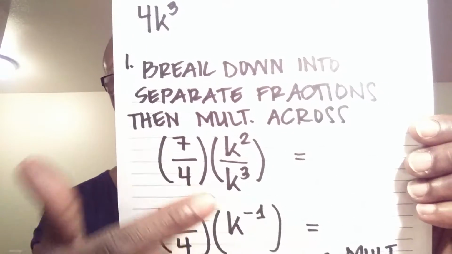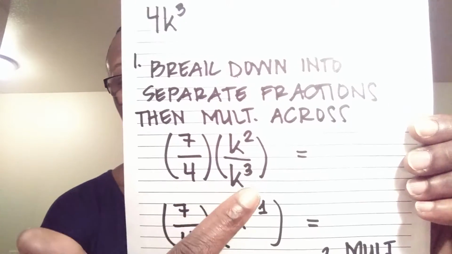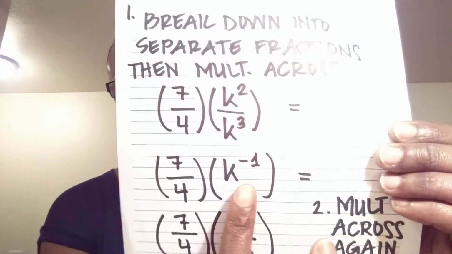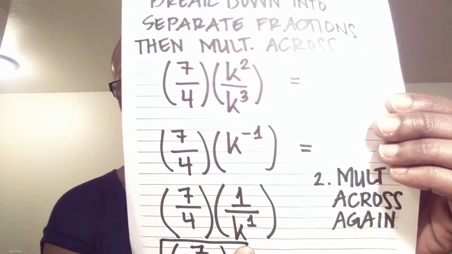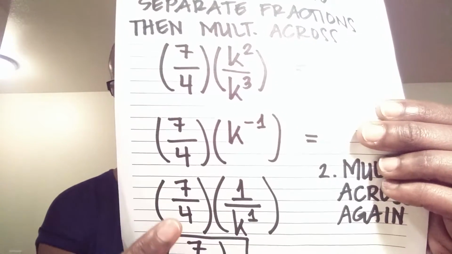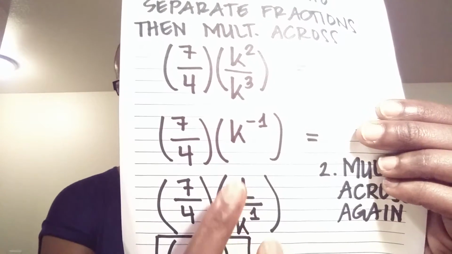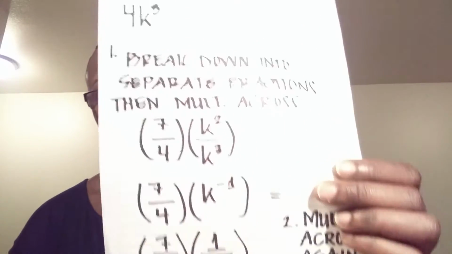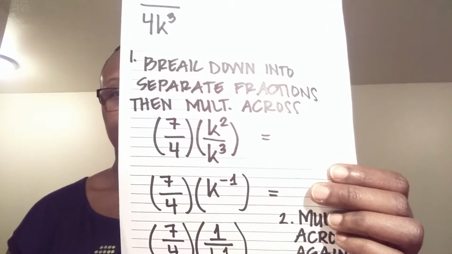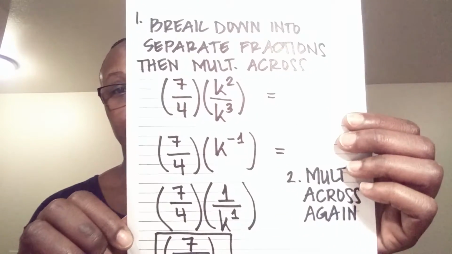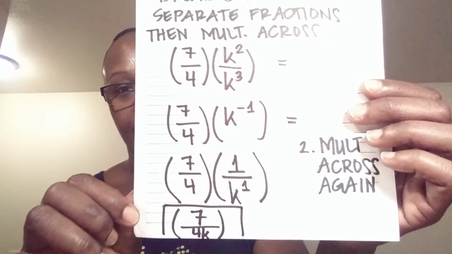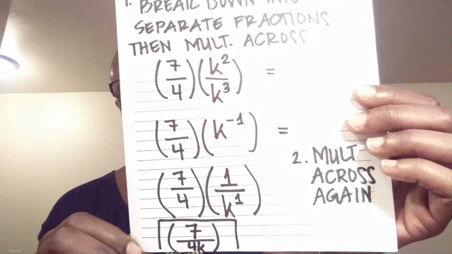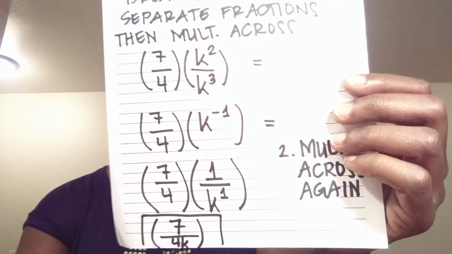7 over 4 times k squared over k cubed equals 7 over 4 times k to the negative 1. Then it turns into 7 over 4 times 1 over k. And that's how you got your 7 over 4k. See that, guys? It's very simple if you break it down in half like that, I found. If you guys have a quicker or more efficient way, let me know in the comments. I am more than welcome to comments.